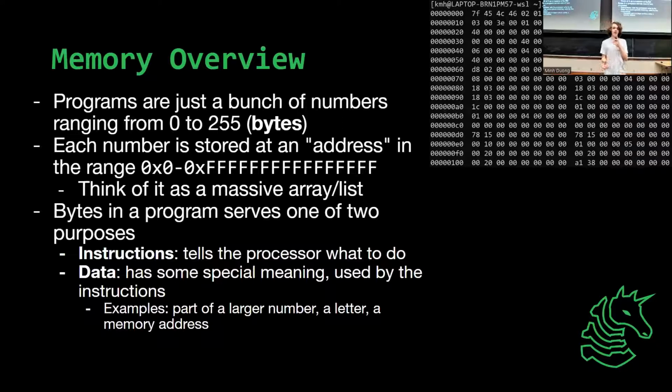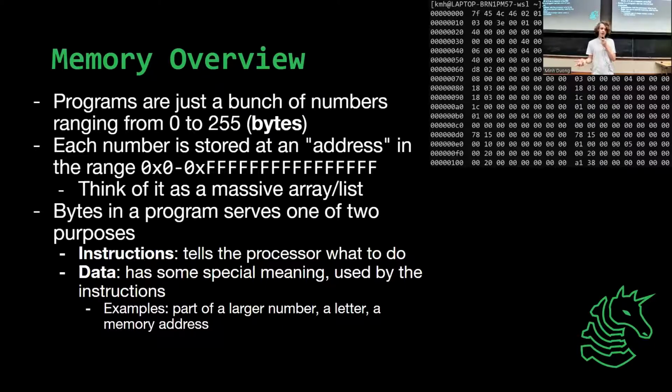So maybe it'll tell it to use the adding circuit to add two numbers, or maybe it'll tell it to read an instruction from a different address. And then there's also the data, which generally has some special meaning that is defined by what the program's doing with it. It might be that this byte is only part of a larger number that consists of a whole 8 bytes or something, or it might indicate a letter, or it might indicate a part of a memory address.